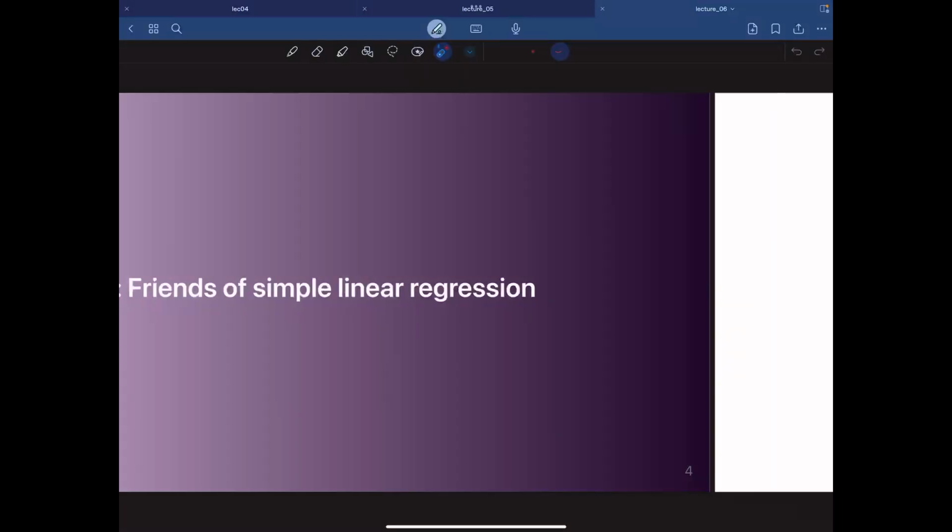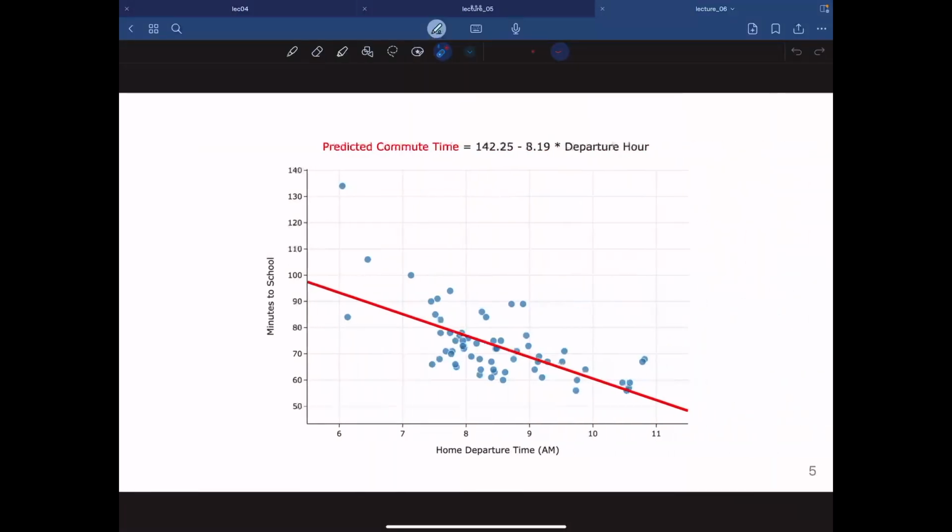Okay, so just to recap what we did in linear regression, remember that the whole point of this was, given some data set, a scatter plot here with two quantitative variables, home departure time and minutes to school, we wanted to find what the best fit line is, and it winds up being this equation here for this data set. And remember, of course, that this is the best line that minimizes mean squared error.